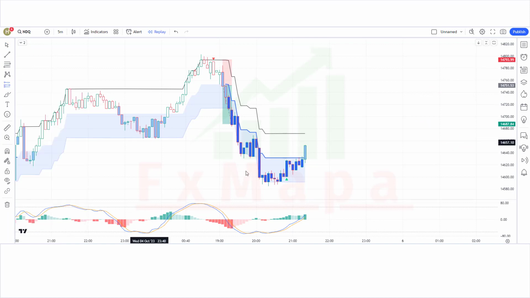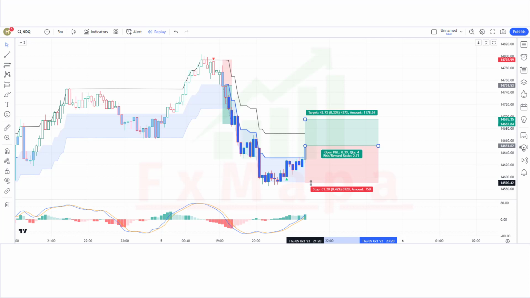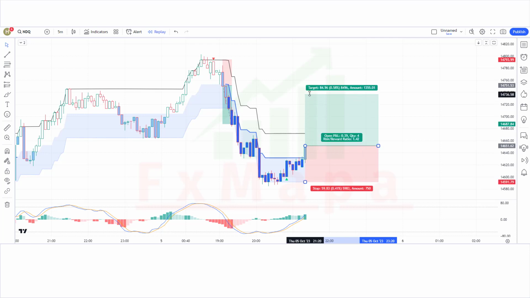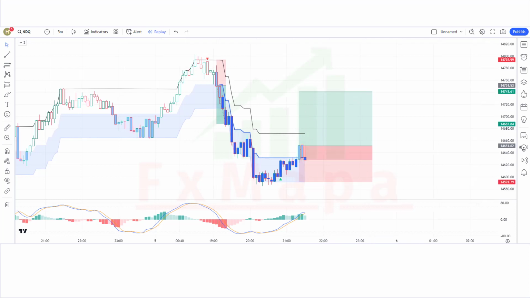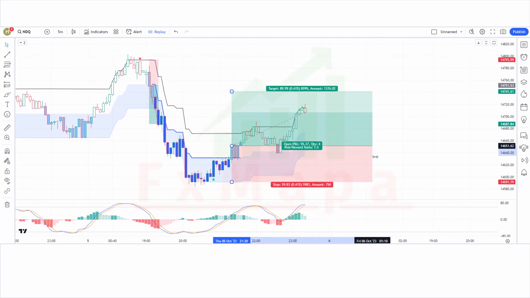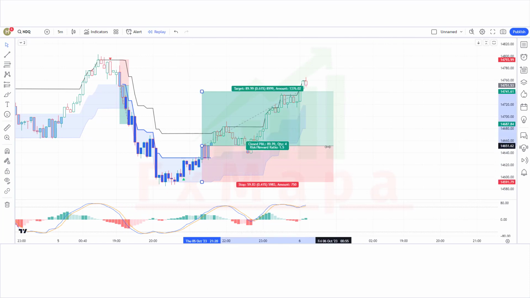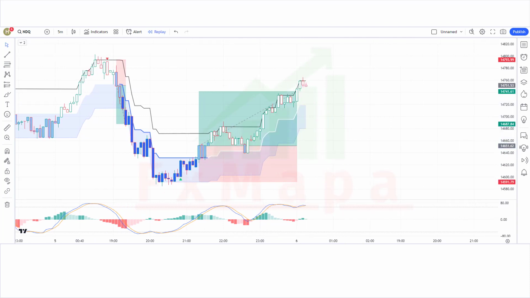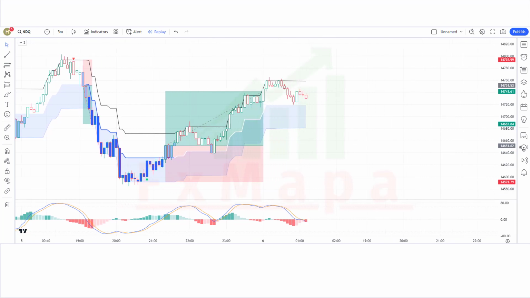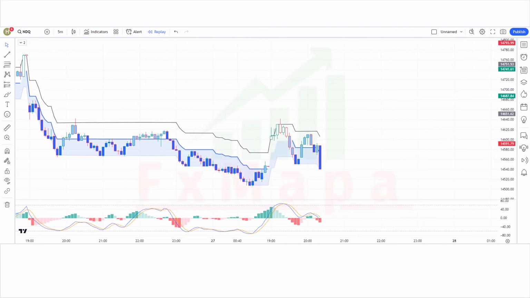Our stop loss will be placed at the lower line of the range filter indicator, and the risk to reward ratio will be 1:1.5. The market has completely hit the target. I hope you have understood this trading strategy. If not, don't worry, we will see multiple trades so that you will definitely understand.